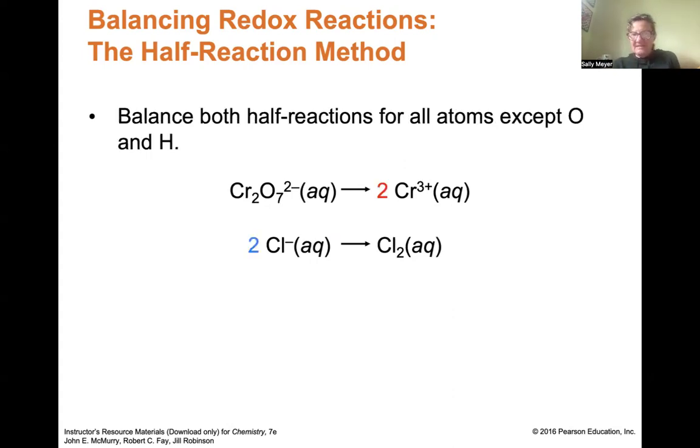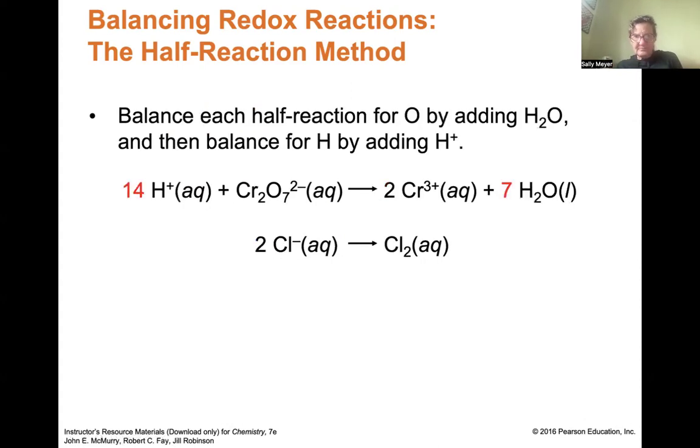Then we're going to balance the elements other than oxygen and hydrogen. So in the first case, the dichromate has two chromiums and the product only has one. So we have to put a 2 before the chromium on the product side. And then the opposite for the chlorine, you have two chlorines in the chlorine molecule, whereas just one in each chloride. So we have to multiply that by 2.